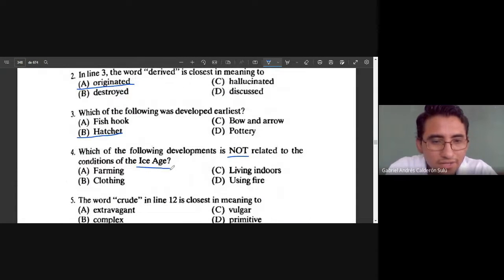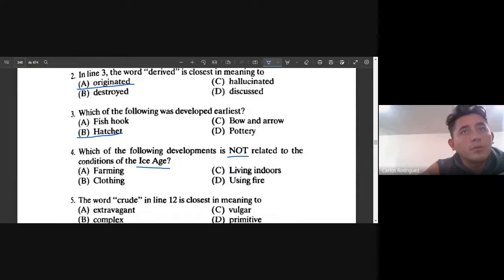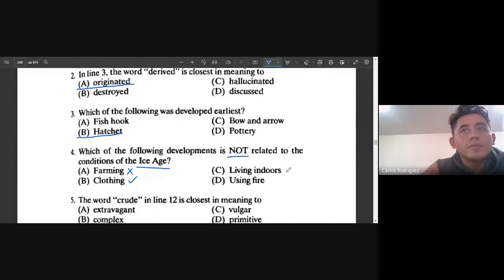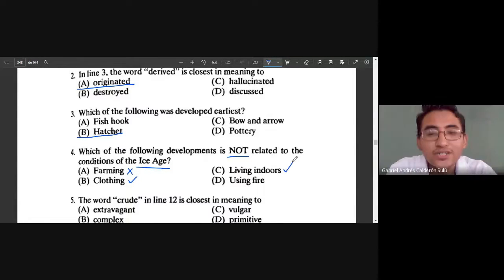Which is not related to the condition of the ice age? Farming. Is it mentioned about farming? No. Farming is domesticating animals. No, it's not mentioned. Clothing. Yes. Living indoors. Yes, because in the caves. Shelter, exactly.